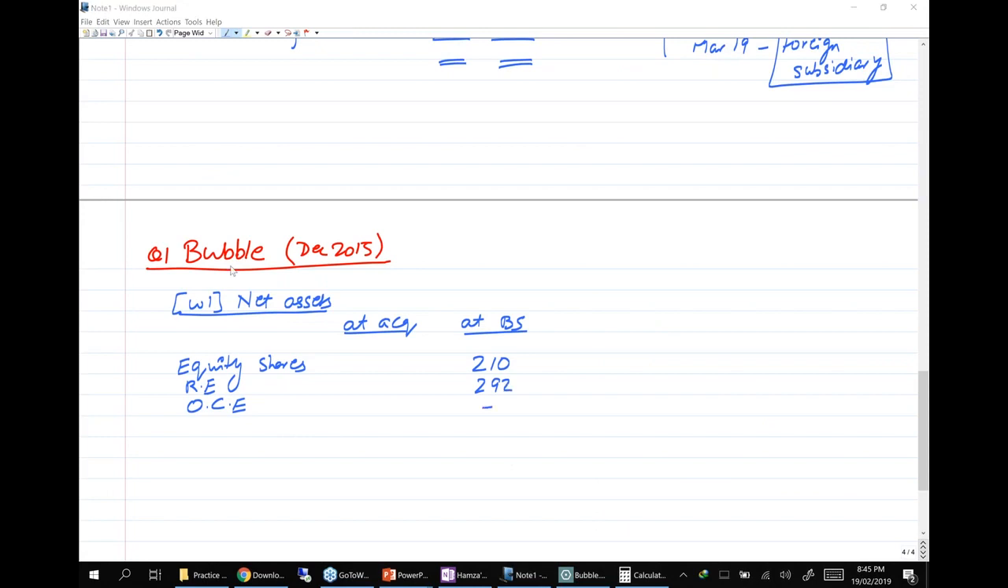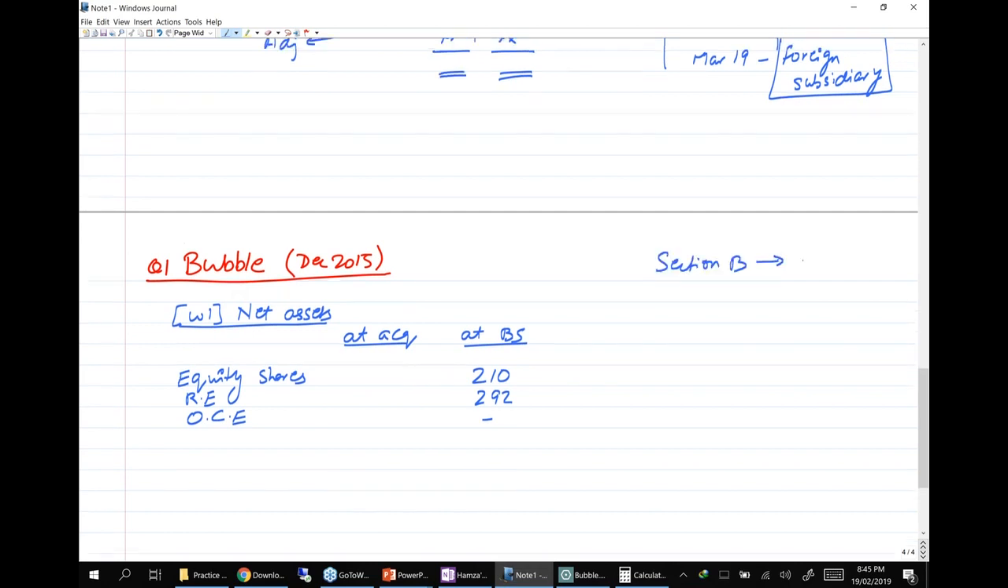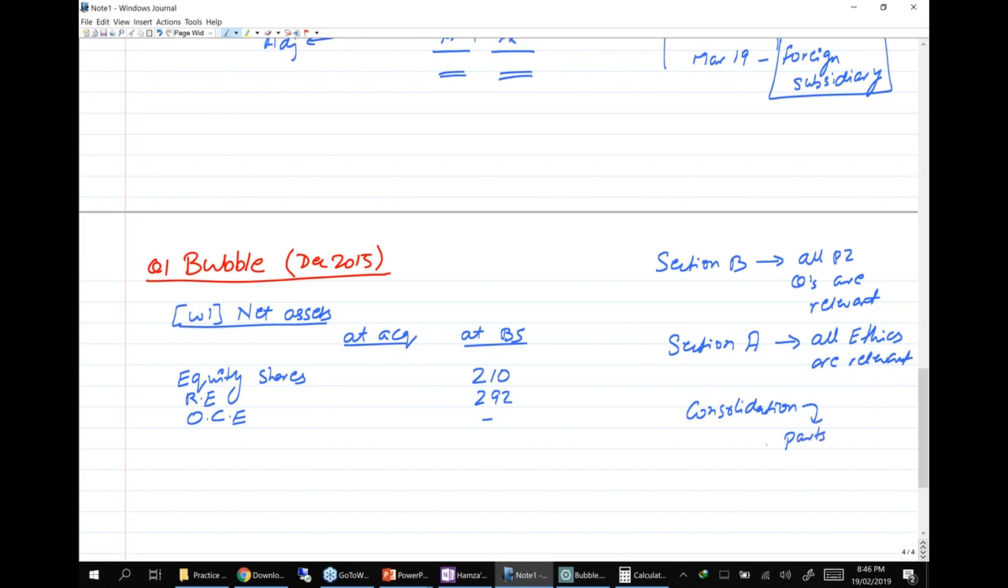Simran is saying, sir, how to know which P2 questions are still relevant for SBR? Simran, with respect to section B, all P2 questions are relevant. But when we talk about section A, all ethics questions are still relevant. Only the consolidation questions are to be adjusted, which are going to be divided into parts and focusing more on theory rather than the calculation.